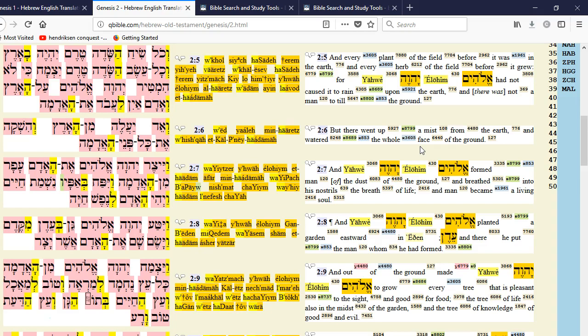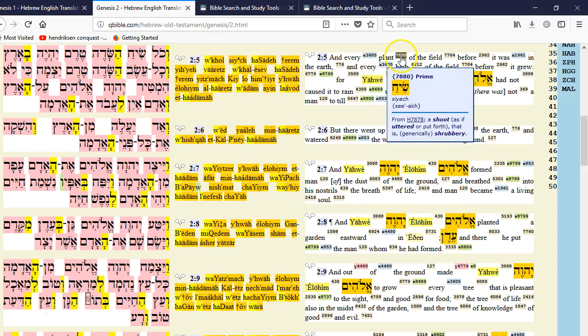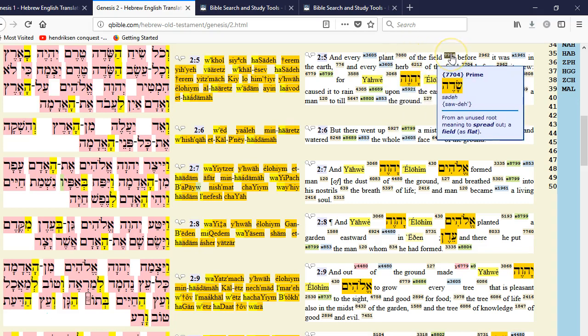So are we supposed to emphasize that there was not a man? Or are we supposed to read the entire statement, there was not a man to till the ground? There were men, but there was not a specific sort of man made to till the ground, to bring forth the shade, the vegetation of the shade.